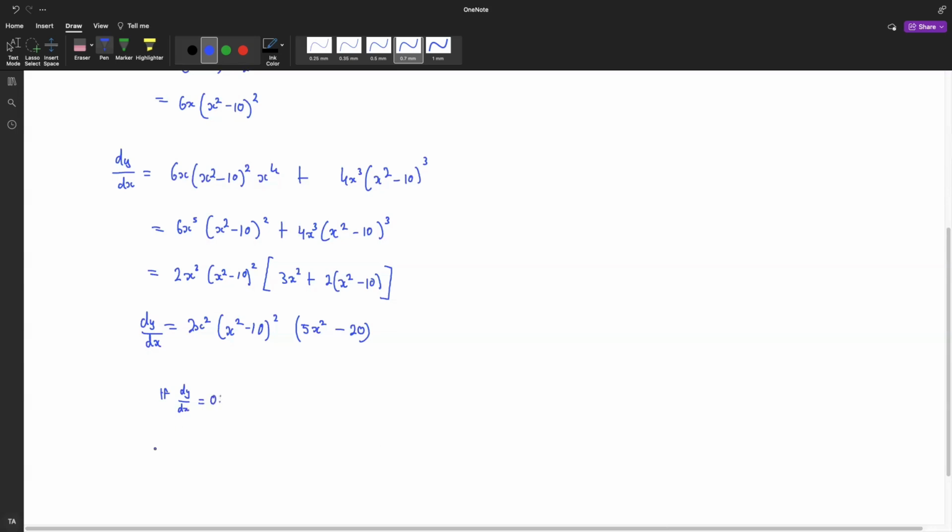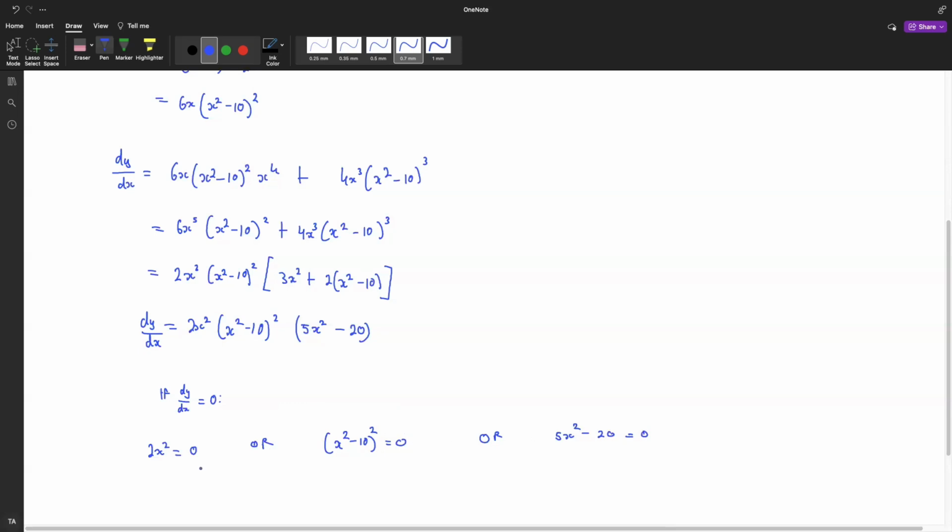So if dy over dx is equal to 0, we have 3 options. Either 2x cubed is equal to 0, or x squared minus 10 squared is equal to 0, or 5x squared minus 20 is equal to 0.